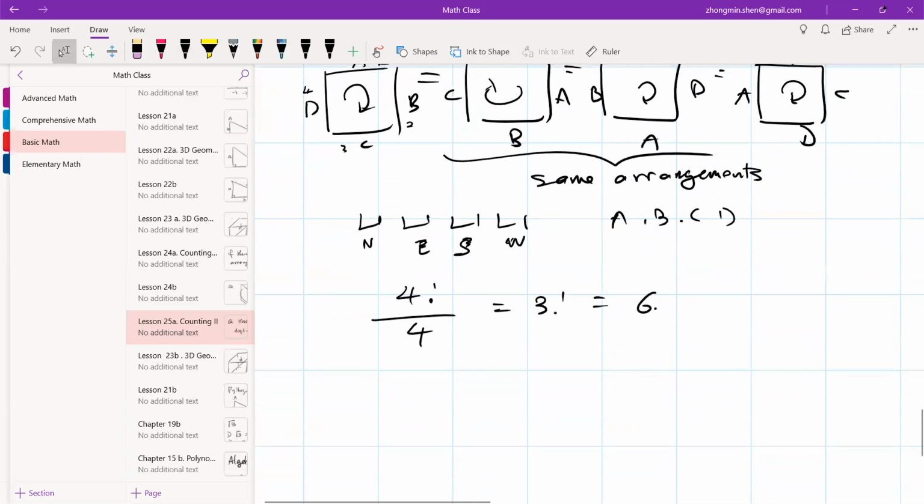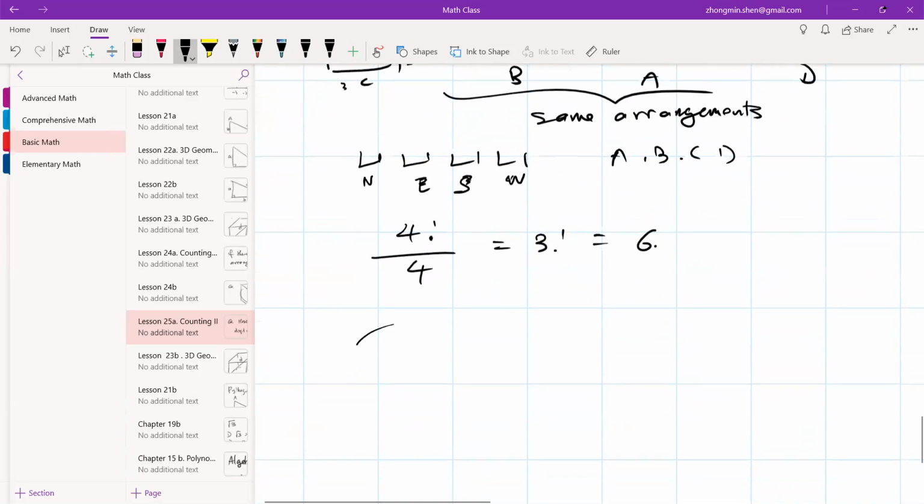And here's another way to think about it. Instead of a strict line, you put A, B, C, D around a circle. How many different arrangements are there? Same story here.